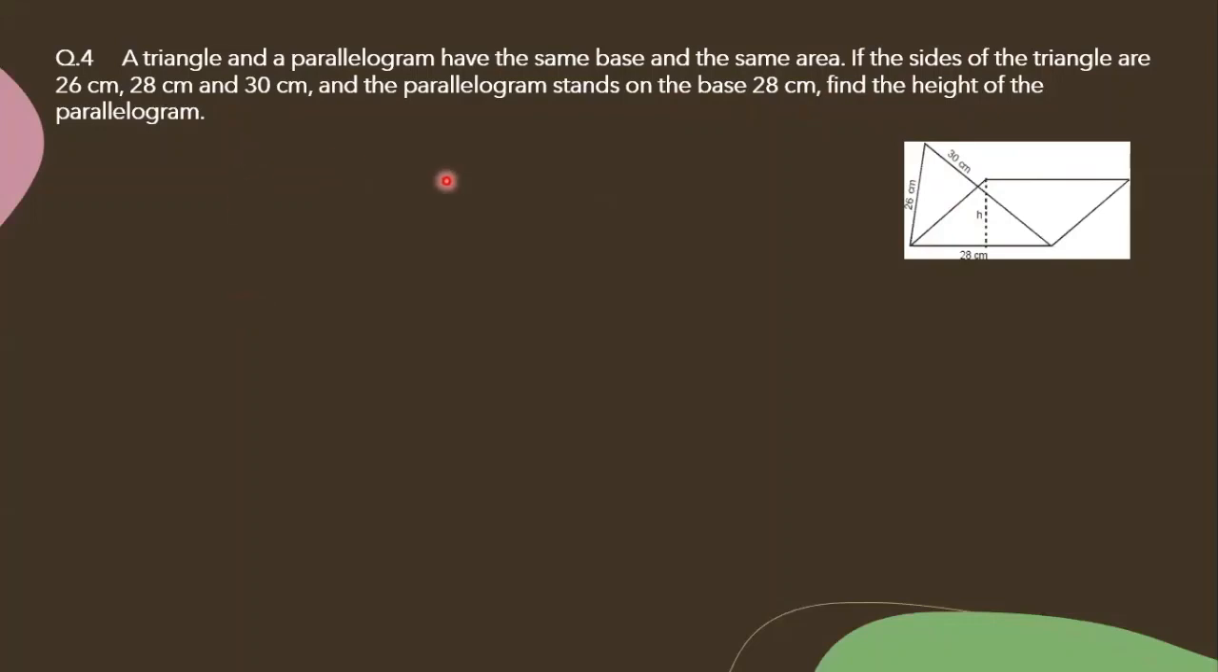It is very simple. What they are telling is the area of the triangle is the same as the area of the parallelogram. So can anybody tell me what is the area of a parallelogram? Base into height. So what is the area of a triangle here? Half into base into height. Hey, it is not a right angle triangle. Ma'am, Heron's formula.